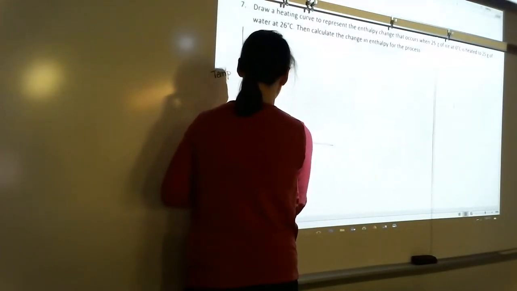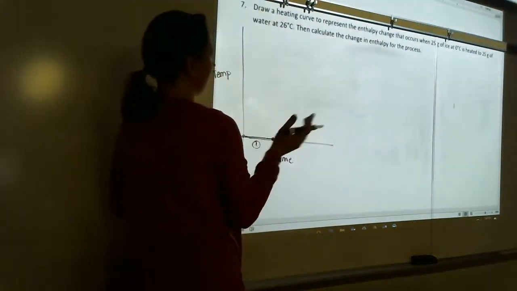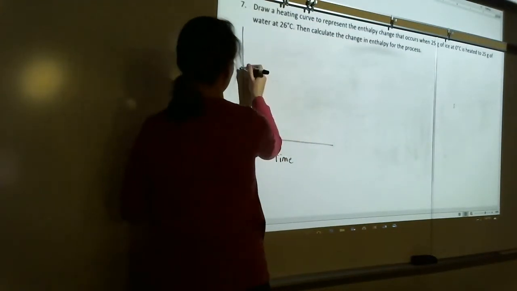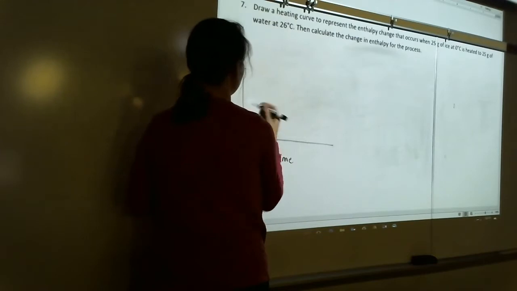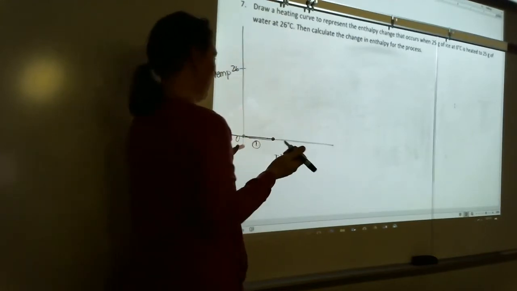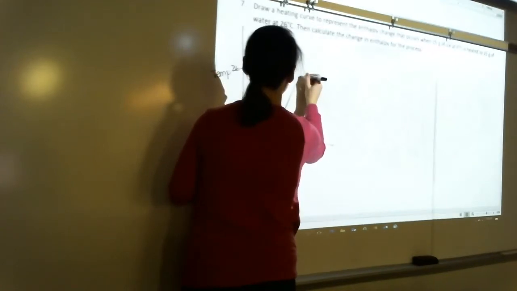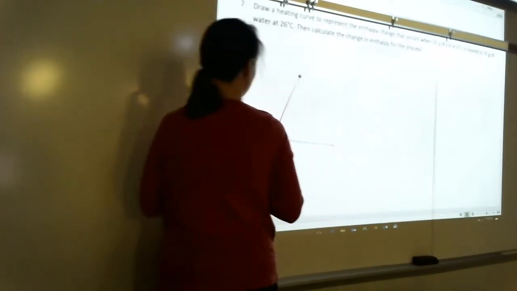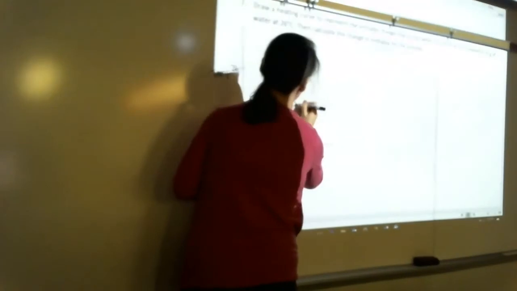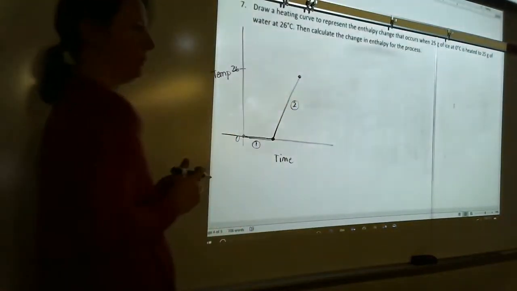So that's calculation number 1. Now we can start increasing the temperature. If our final temp is 26, is that anywhere near the boiling point? No. So you don't have to worry about dealing with that process of vaporization. We're just increasing the temperature. All right, so this is just a 2 calculation problem.